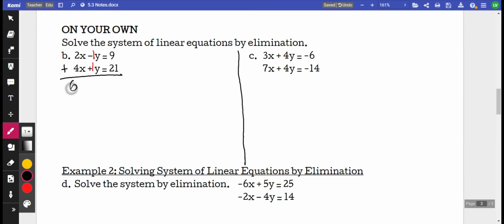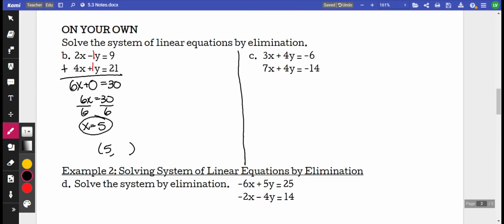The reason we're adding them is because there's a negative 1y and a positive 1y. So 2x plus 4x becomes 6x. Negative 1y plus 1y is 0. 9 plus 21 becomes 30. 6x equals 30. Divide both sides by 6. You get x equals 5. So the x value of our ordered pair is 5.